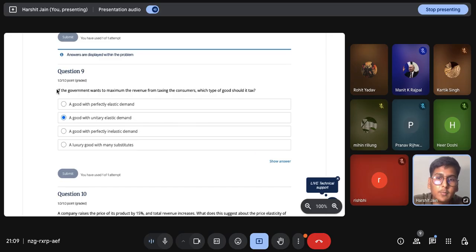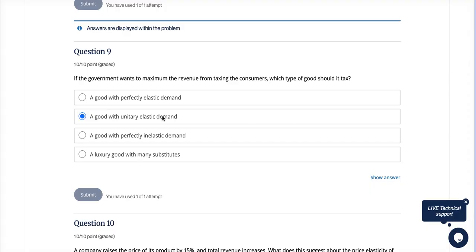If the government wants to maximize the revenue from taxing the consumer, which type of good should it tax? Inelastic demand. Perfectly inelastic, that's correct. Option C.